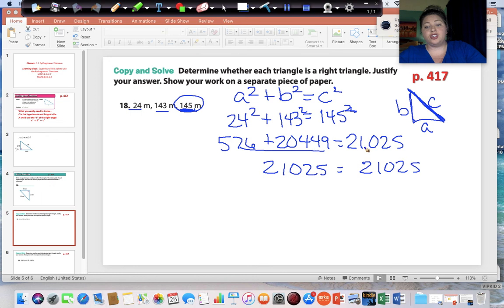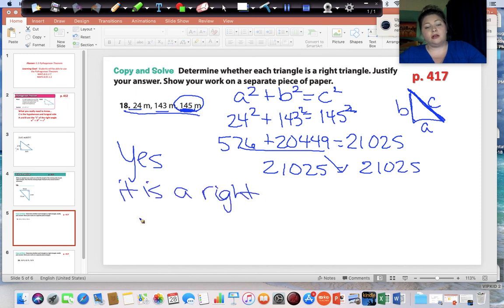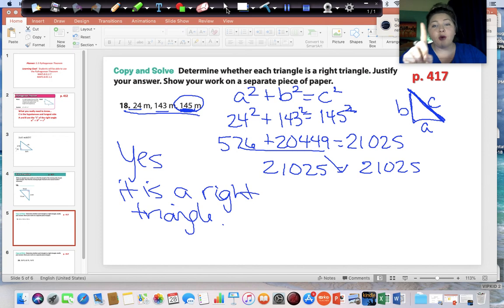So when we add this together, we do get our answer. It says determine whether each triangle is a right triangle. This has to be a right triangle because it does check out. The Pythagorean Theorem worked on this problem. If it did not equal down here, then it would not be a right triangle. So the answer to this one is yes, it is a right triangle. Okay, that's all we have to do for that problem. One more and we are done.